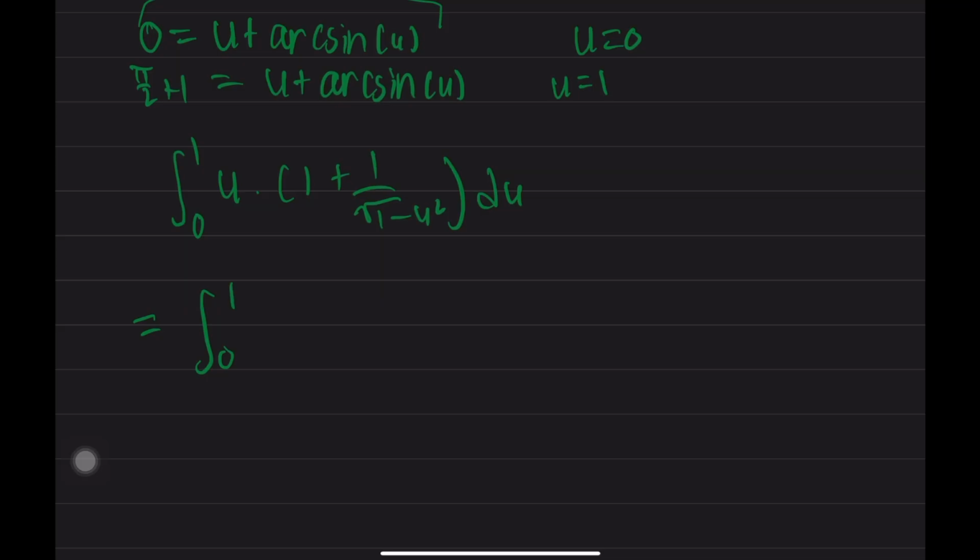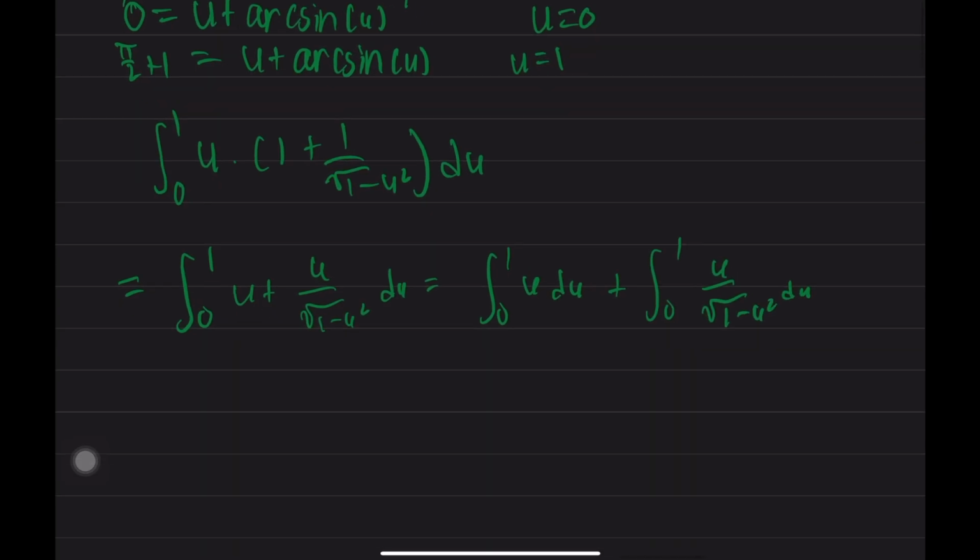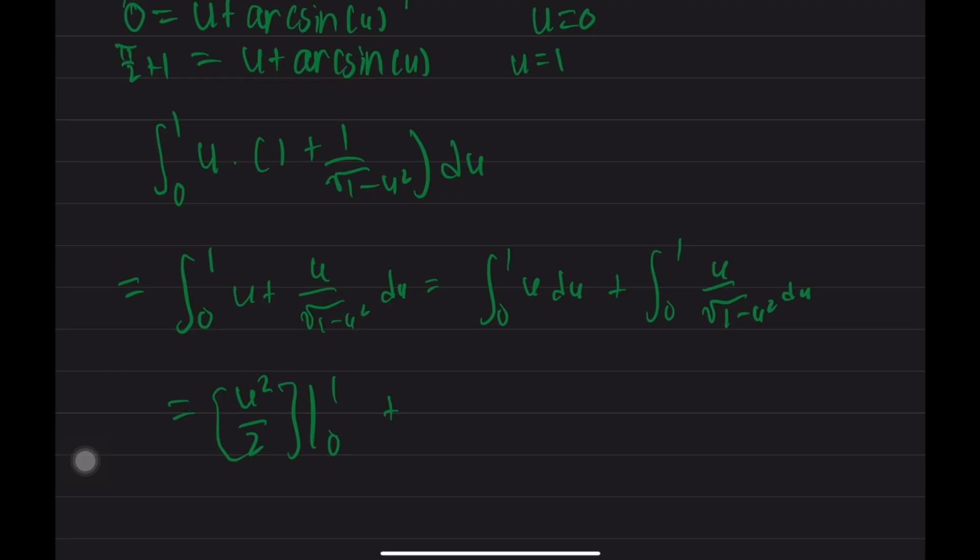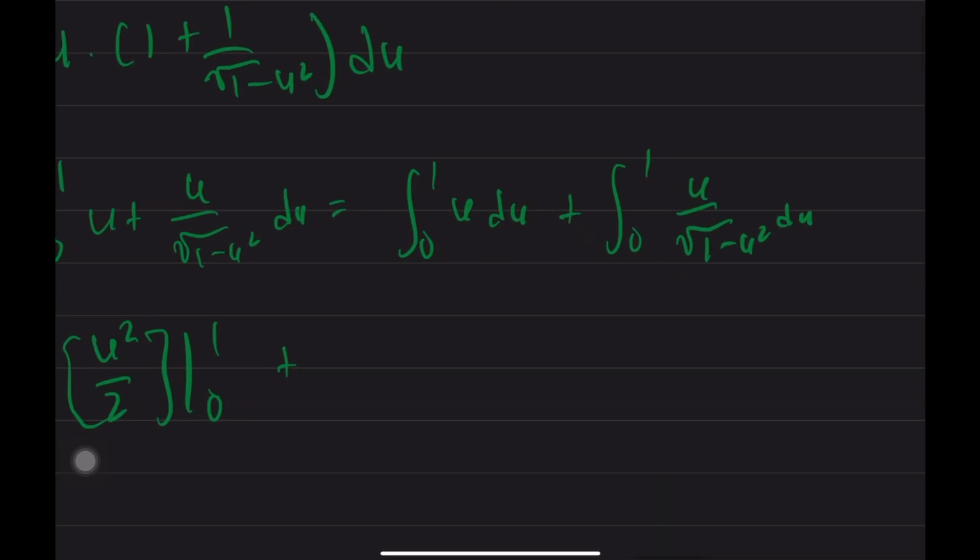So now we can integrate this: u times (1 plus 1 over the square root of 1 minus u squared) du. So we have the integral of u, plus the integral of u over the square root of 1 minus u squared du. The integral of u, well, we can do that already. That's u squared over 2 from 0 to 1. And then plus this, which I'm just going to call I1 for now. That's 1/2 minus 0 plus I1, so this is 1/2 plus I1.